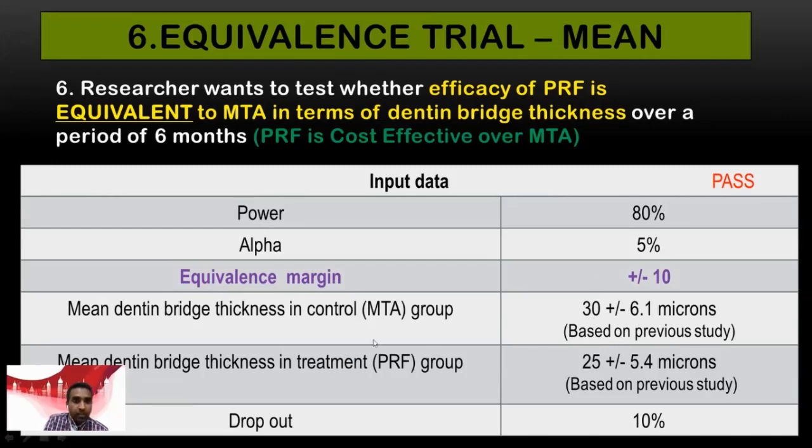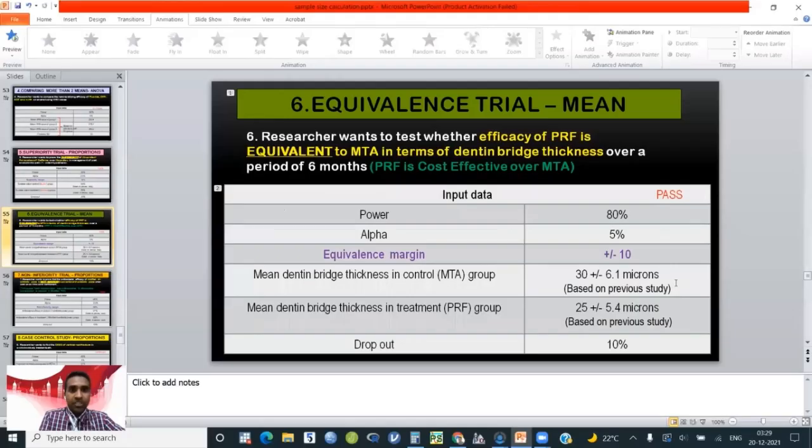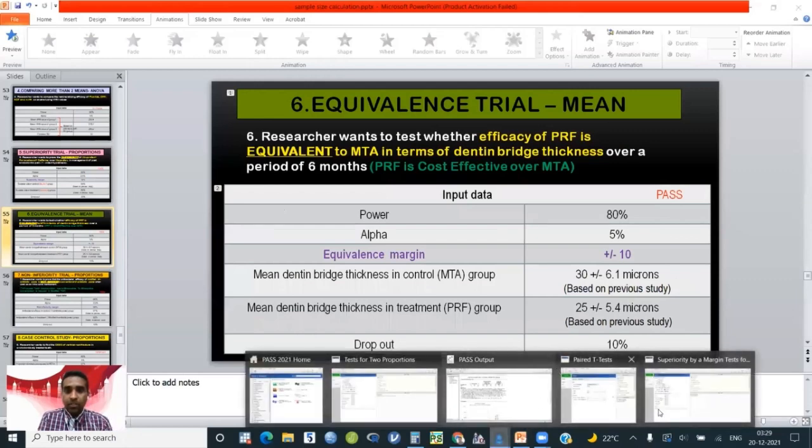Okay. And based upon the previous study, we came to know that PRF results in 25 microns thickness. See this 30 and 25. It is lesser than that, but it is not lesser than our equivalence margin. Let us see, if we want to test the hypothesis, how many sample size we need. Let me open the equivalence.